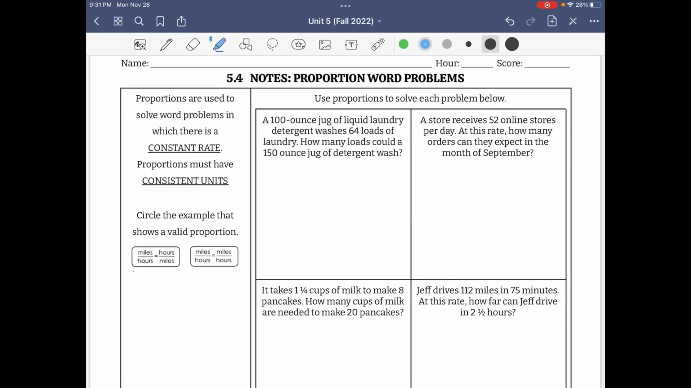Welcome to the 5.4 Proportion Word Problems Notes. Today we're going to talk about a specific type of word problems that involves proportions.